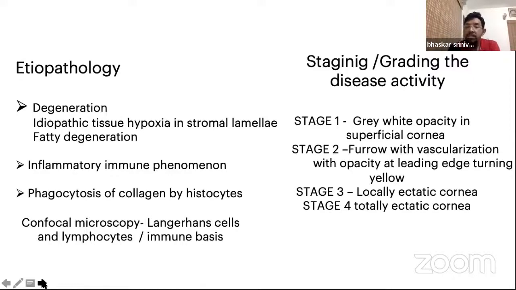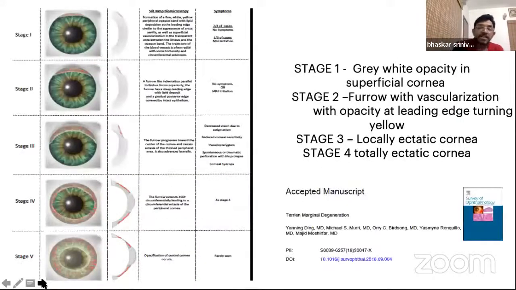Again, the staging of the disease is important to know how you would want to manage it. And this staging is given in a publication in Survey, where they say a stage 1 is a gray white opacity in the superficial cornea, a stage 2 is with a furrow, a stage 3 is a locally ectatic cornea, a stage 4 is a totally ectatic cornea, and a stage 5 is a corneal scar.